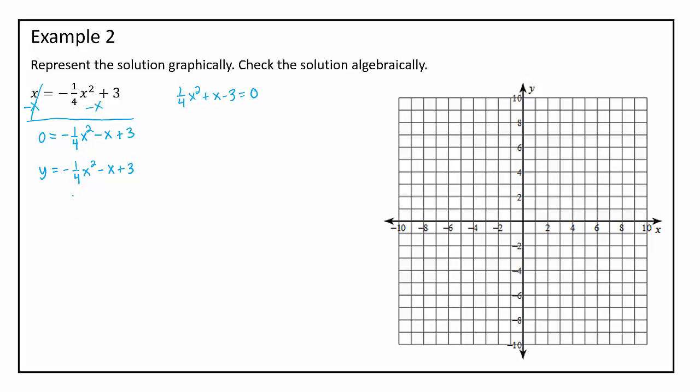And we're going to graph this, so we need to know that a is -1/4, b is -1, and c is 3. This vertex is going to be a little tricky. Our formula is -b over 2a, so -1 over 2 times -1/4. We're going to have to think carefully about how this works.